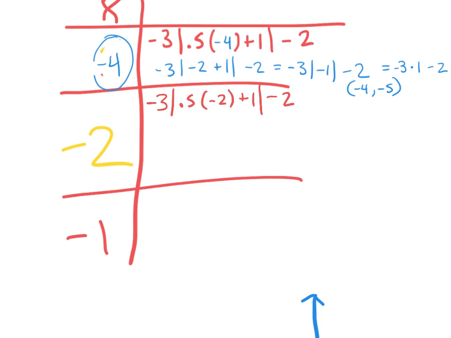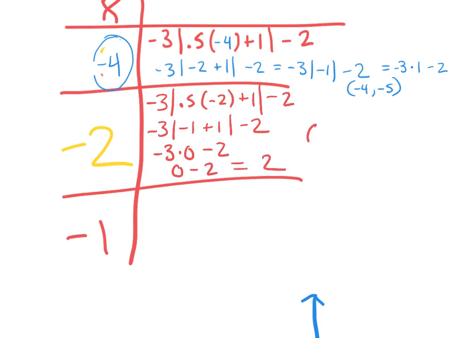Guys, we're almost done. Hang in there. What's 0.5 times -2? -1. So we have -3 times -1 plus 1 in the absolute value minus 2. What is -1 plus 1? 0. And what's the absolute value of 0? 0. So we have -3 times 0 minus 2. What's 3 times 0? And what's 0 minus 2?